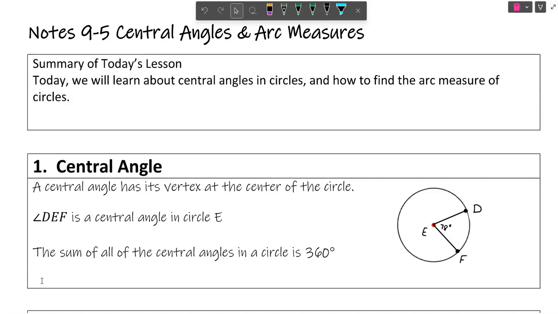So as you can see at the top, here is a summary of what we're going to be talking about, specifically about central angles and how we can use them to find our arc measure of a circle. That word measure will be important. I'll talk about that shortly.